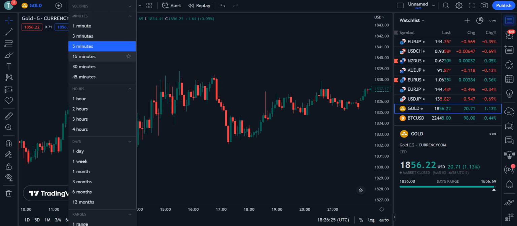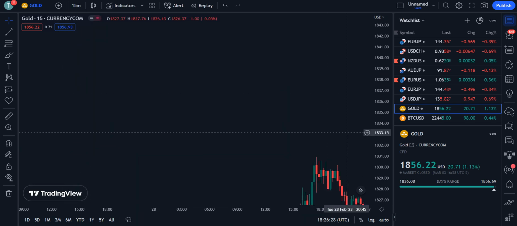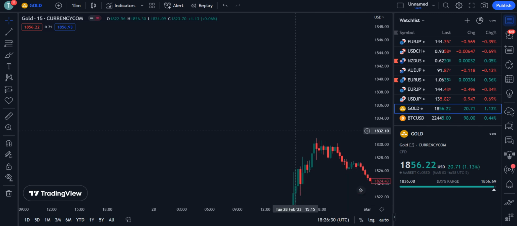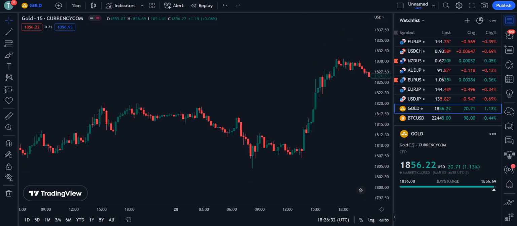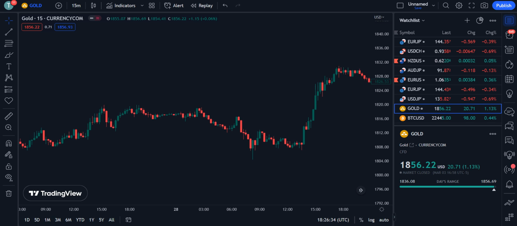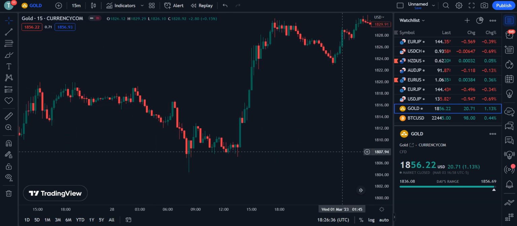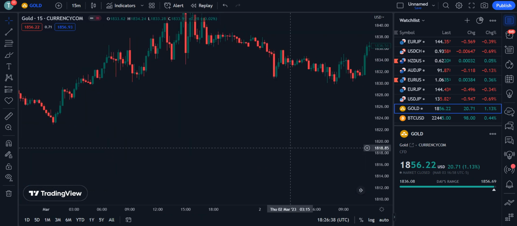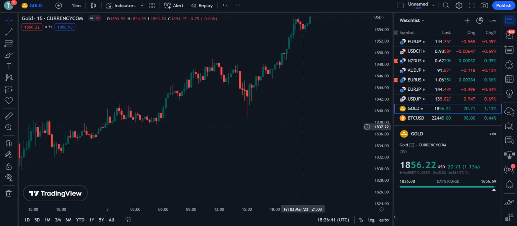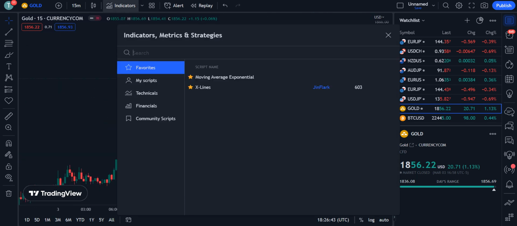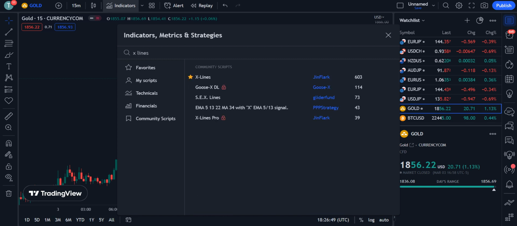Here I have opened the 15 minute chart frame. As you can see, this is the chart of the gold market in 15 minutes. After that, we have to go into the indicators section and choose which indicator we are using from the indicator search bar. From here, I will be choosing the new indicator by Jim Flack, which 603 traders are using.